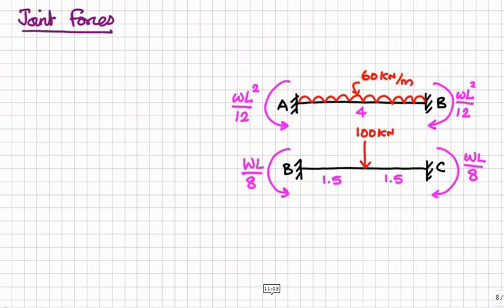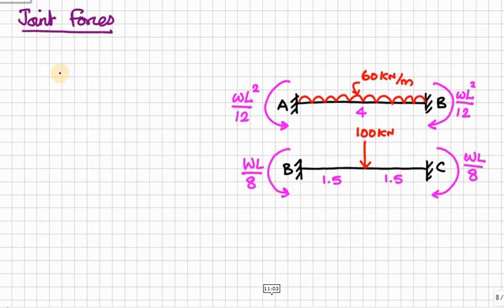Similarly, for the BC span, we have a concentrated load. Therefore, at B we have an anti-clockwise moment of WL by 8, and at C we have a clockwise moment of WL by 8. So from this diagram, we can easily calculate the net moment at joint A, at joint B, and at support C. That means MA is equal to what? MB is equal to what? MC is equal to what?